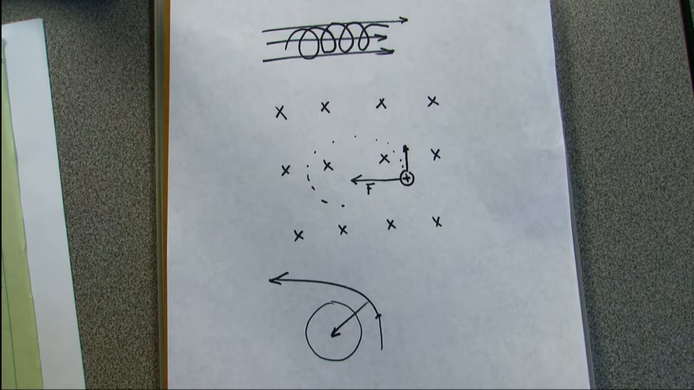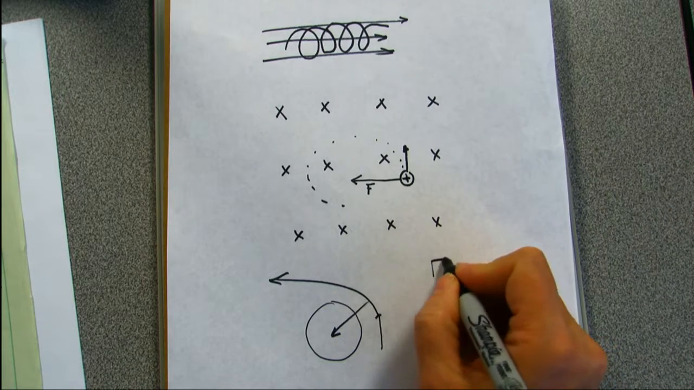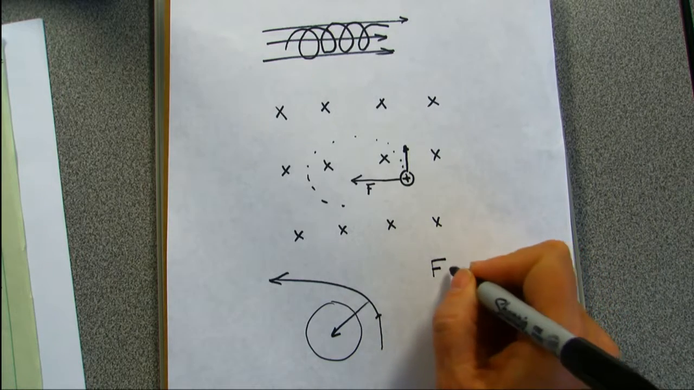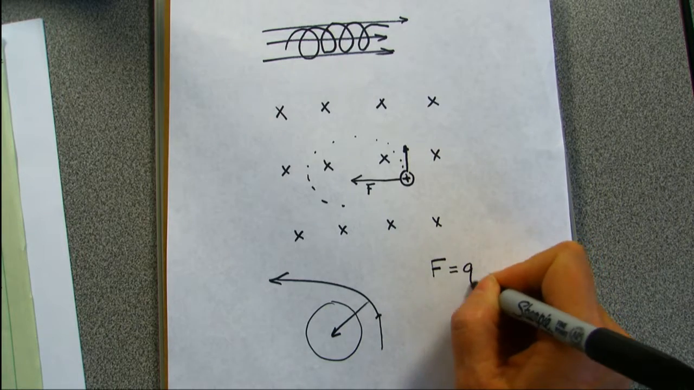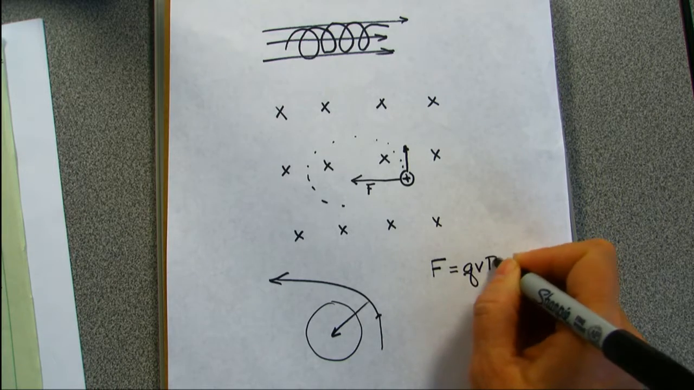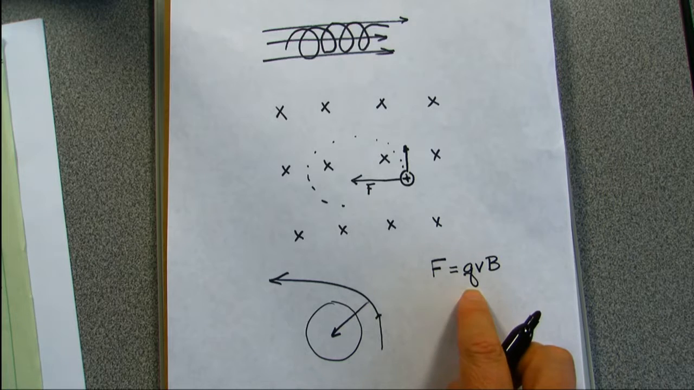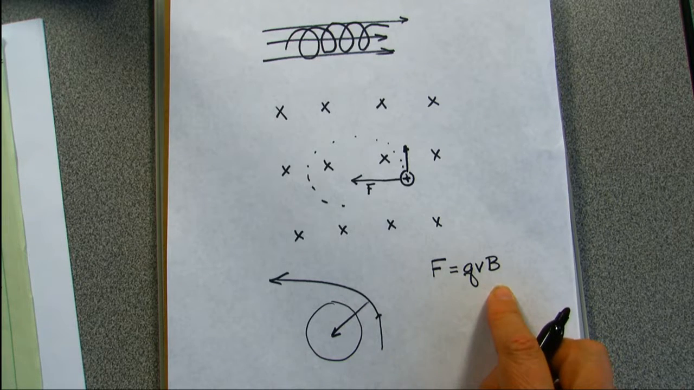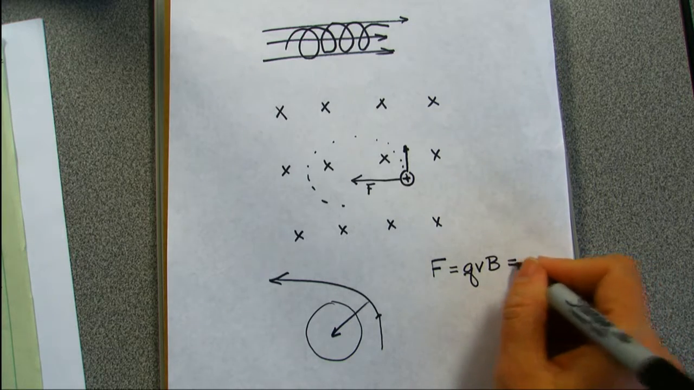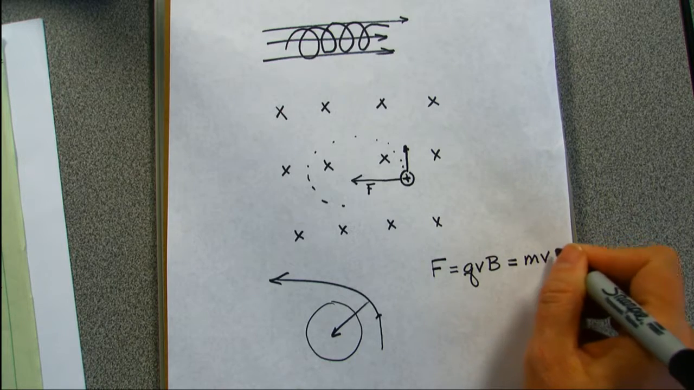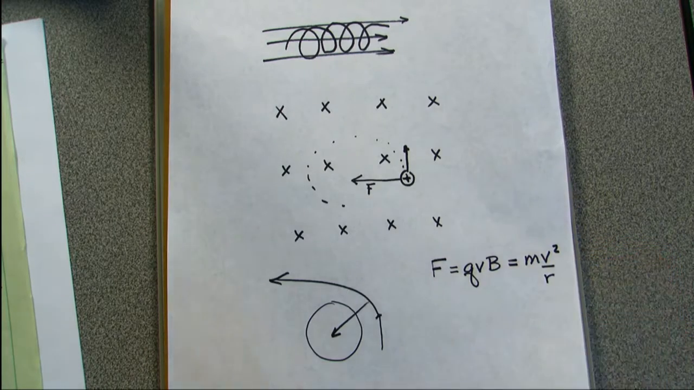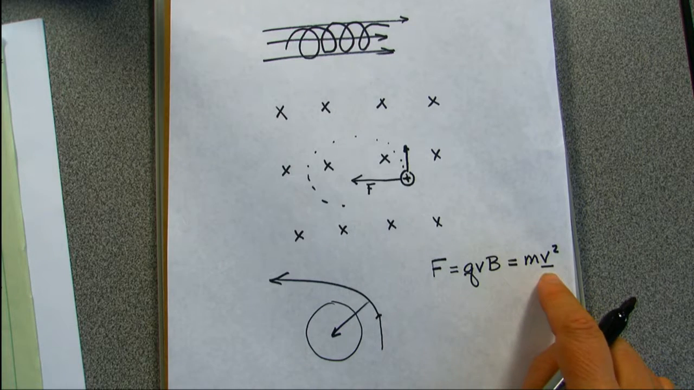Okay? So we've seen this before in centripetal motion. If I look at the magnitude of my force, since I'm perpendicular, that's the magnitude of the force. It's the velocity of the particle times its charge times the strength of the magnetic field. But since it's a centripetal acceleration, it can also be mv squared over r, because that's my centripetal acceleration.